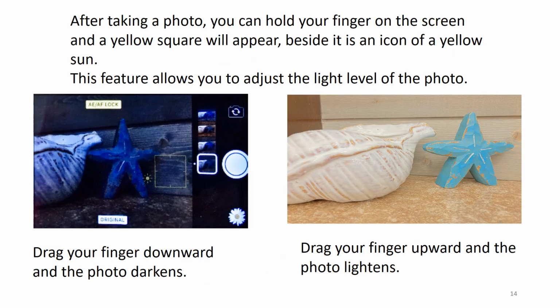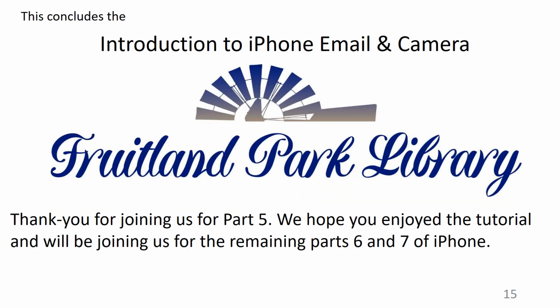After taking a photo, you can hold your finger on the screen. A yellow square will appear. Beside it is an icon of a yellow sun. This feature allows you to adjust the light level of the photo. Drag your finger downward and the photo darkens. Drag your finger upward and the photo lightens.